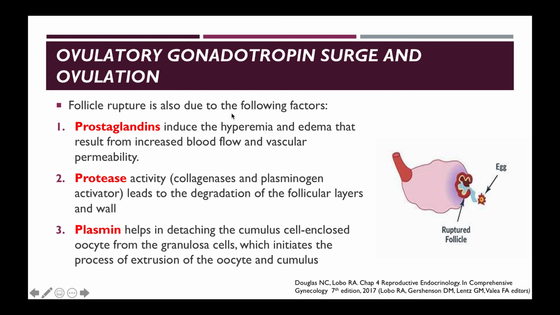Follicular rupture is also due to the following factors. We have prostaglandins that induce hyperemia and edema that result from increased blood flow and vascular permeability. We have the proteases that lead to degradation of the follicular layers and the wall. And lastly, we also have plasmin, which helps in detaching the cumulus cell enclosed oocyte from the granulosa cells, which initiates the process of extrusion of the oocyte and cumulus.